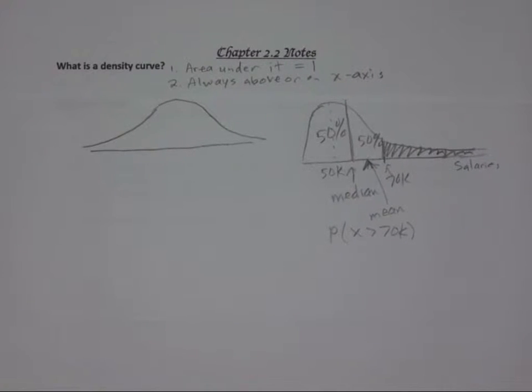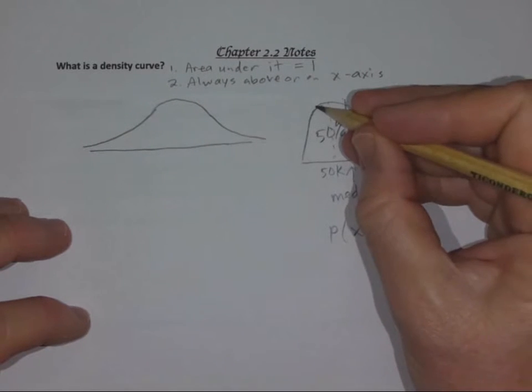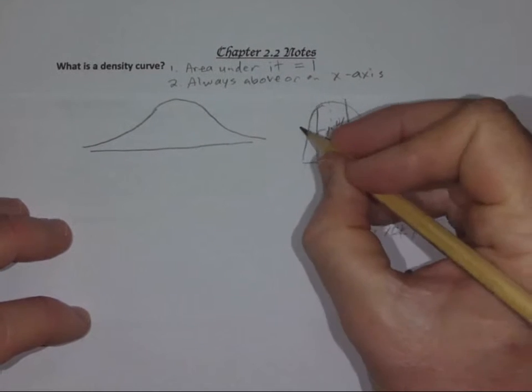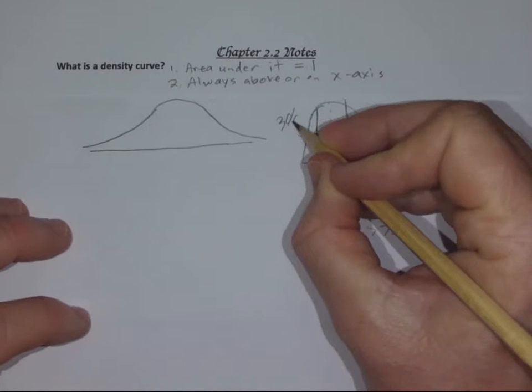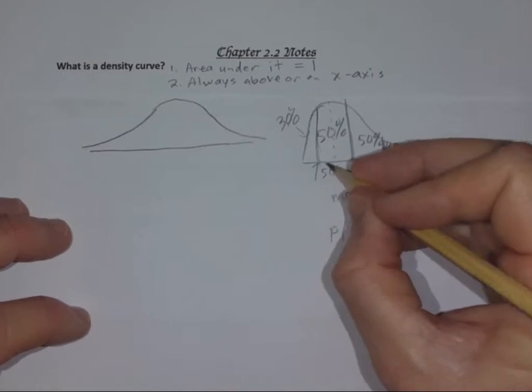The other thing is we could ask, what's the 30th percentile, let's say? Well, the 30th percentile is over here, and we'll use our methods. So this would be 30%. And so what is this number right here?